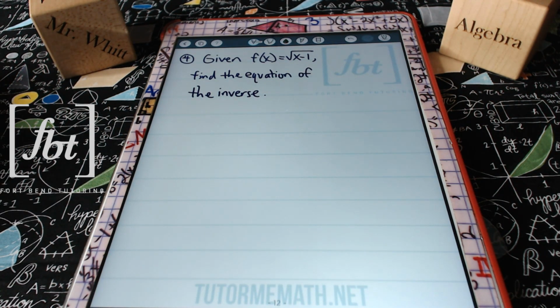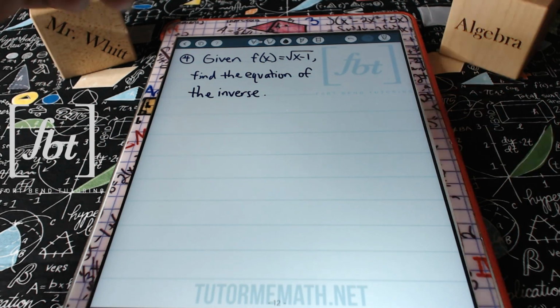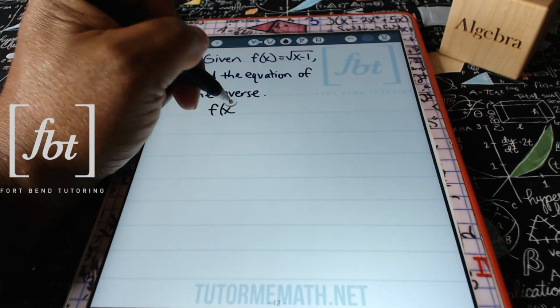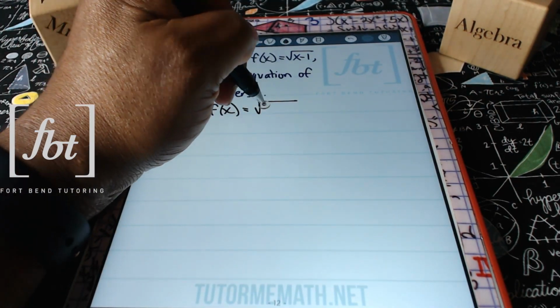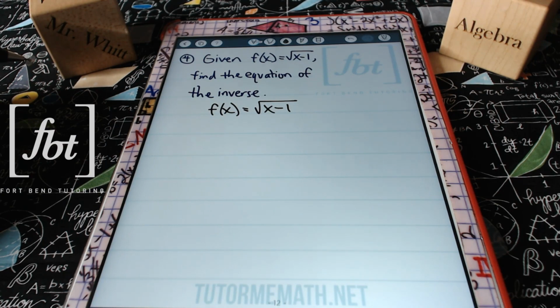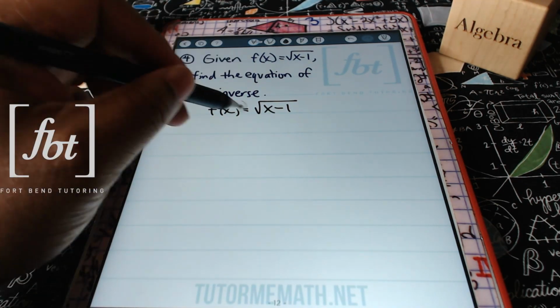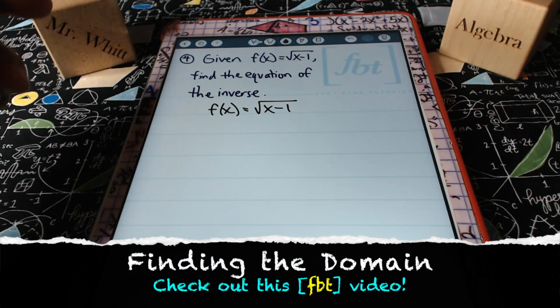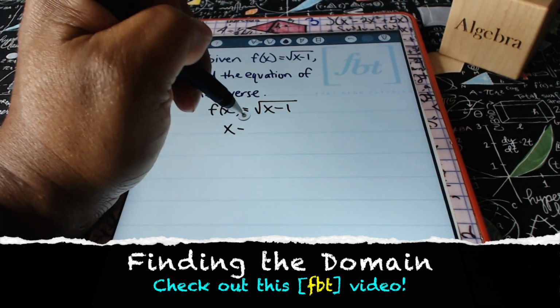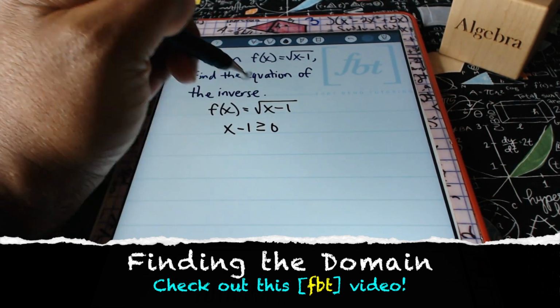Given f of x equals the square root of x minus 1, find the equation of the inverse. All right, that's what we're going to do. We're going to start off with our f of x equals the square root of x minus 1. We're going to keep in mind, guys, that this function has a domain restriction. The domain restriction states that x minus 1 must be greater than or equal to 0. How do we know this?